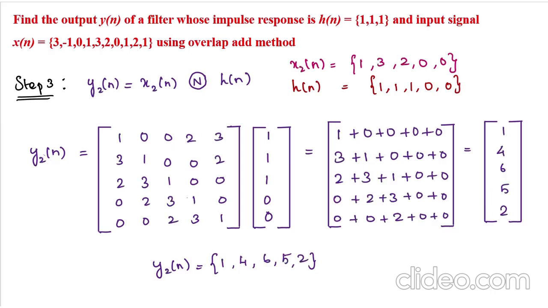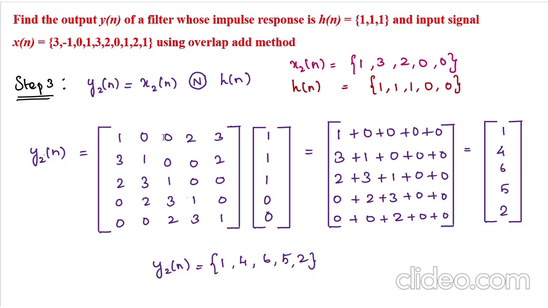Now coming to y2 of n, we will be circular convolving x2 of n and h of n. The x2 of n value is 1 3 2 0 0. You will be substituting in this format, like 1 3 2 0 0. Next it will start here 1 3 2 0 0, and again 1 3 2 0 0, and 1 3 2 0 0. Okay, I hope you can understand this pattern. With this you will be multiplying the h of n. Again normal matrix multiplication comes into the picture.